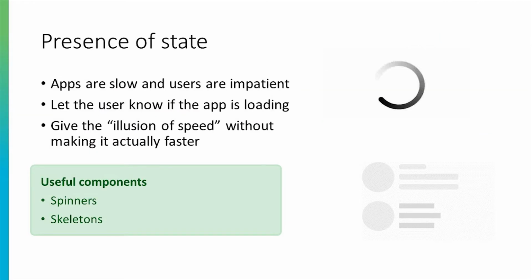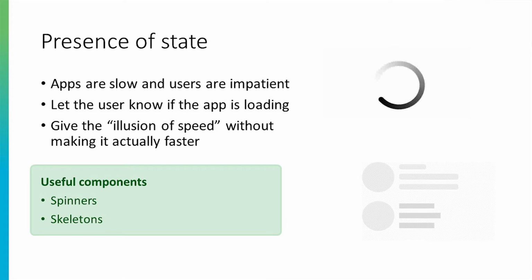Next thing you want to think about is the presence of state. So what this means is just communicating to the user what the application is doing. The reality of things is that apps are still pretty slow and users are very impatient. So whenever a program or a site is loading, people are going to get impatient, and if it's taking too long, they're just going to leave.